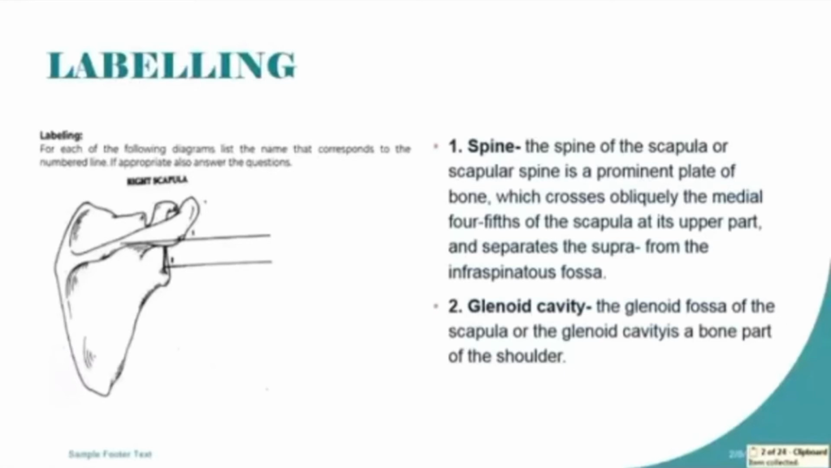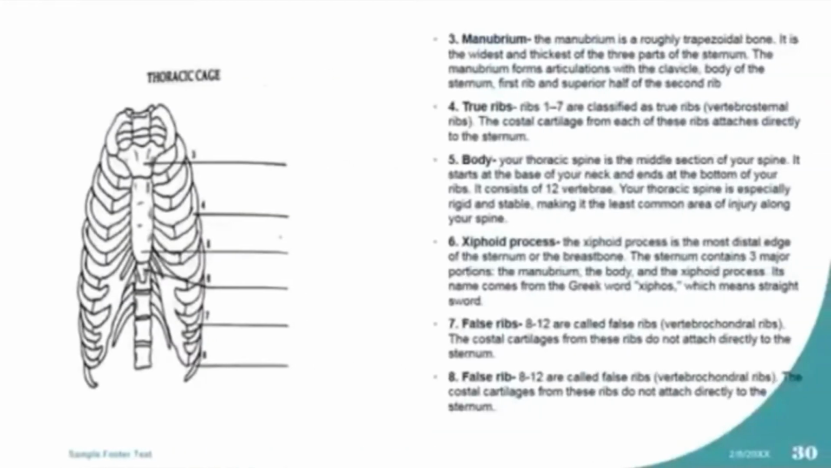So number 2 is the glenoid cavity. The glenoid fossa of the scapula or the glenoid cavity is a bone part of the shoulder. So the bone part of our shoulder is called the glenoid cavity. So this one is the thoracic cage.